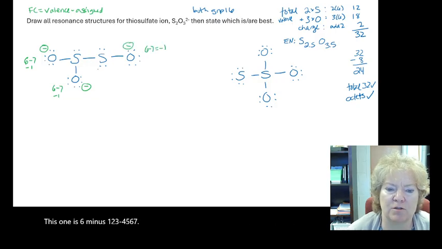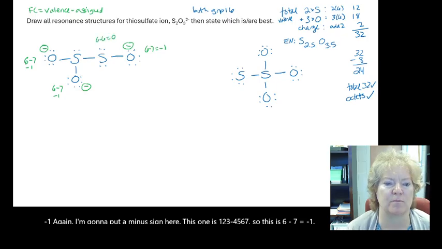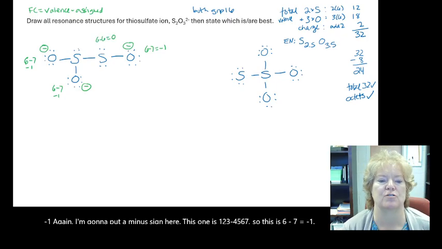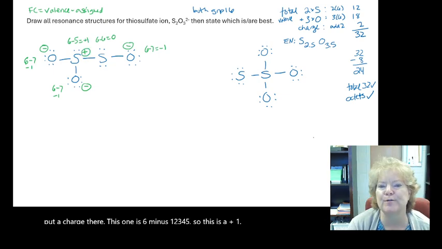Here I have 1, 2, 3, 4, 5, 6. So this is 6 minus 6. There is no formal charge on this sulfur. I don't have to put a charge there. This one is 6 minus 1, 2, 3, 4, 5. So this is a +1. I'll put a plus sign here. So I have formal charges in this.